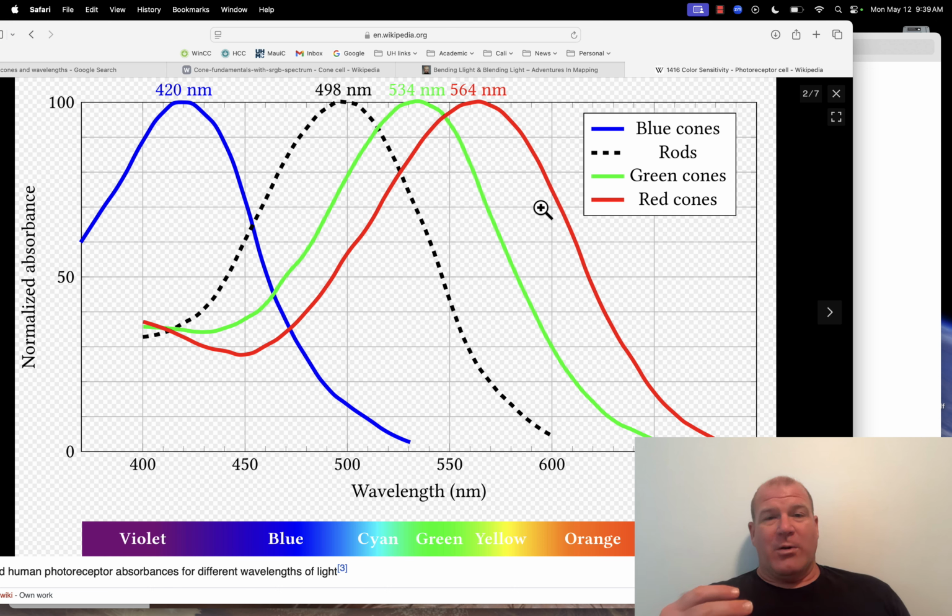So we're not spectrometers. Our brains are just interpreting data coming in from these three things. And also, rods operate under very low light conditions. So you might notice at night when you're walking around, there's not a lot of light, you cannot see color as well because you need more intensity to activate your cones.